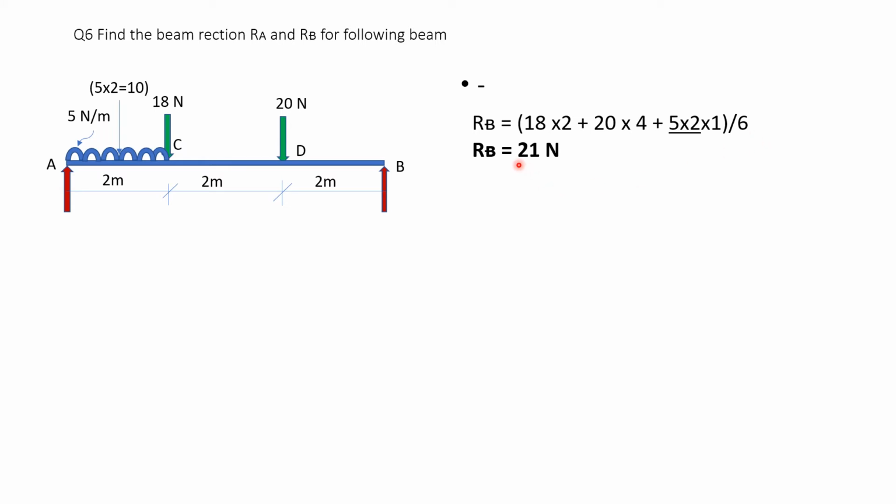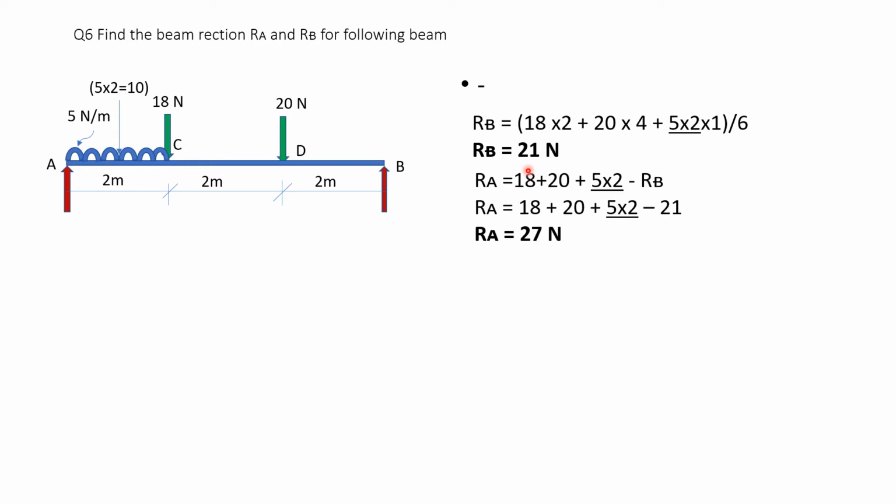So do the calculations. Take the calculators in your hand. Bracket open, 18 into 2 plus 20 into 4 plus 5 into 2 into 1, bracket close, divided by 6 is equal to, you will get the answer, RB is equal to 21 Newton.